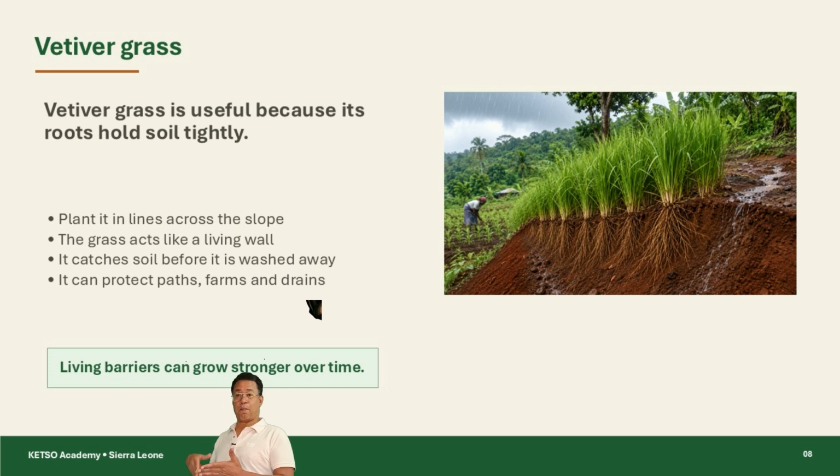So if you plant that vetiver grass along the slope, where you want to stop the water, it acts like a fence, like a living fence. So it slows the water, it catches the soil, and it helps the land keep that topsoil so it does not wash out. Vetiver protects the farms, it protects the footpaths, it protects the drainage, it protects the young trees. Because it is alive, every year it increases in strength.